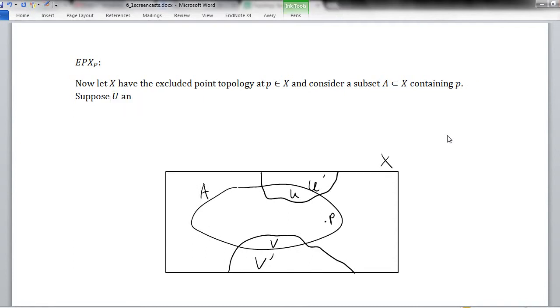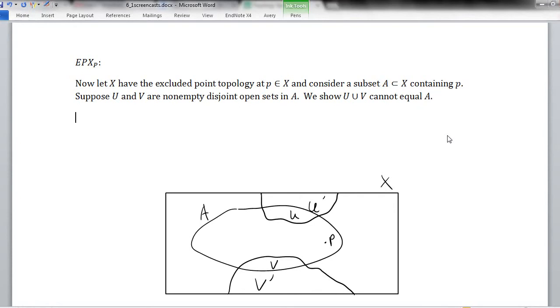Suppose that U and V are non-empty disjoint open sets in A, and we will show that U union V cannot equal A. All right. Well, we could start by showing that neither U nor V by itself can equal A. Right? Neither U nor V can equal A.